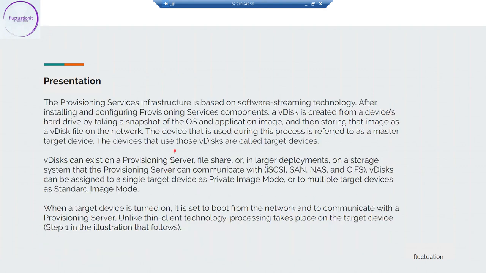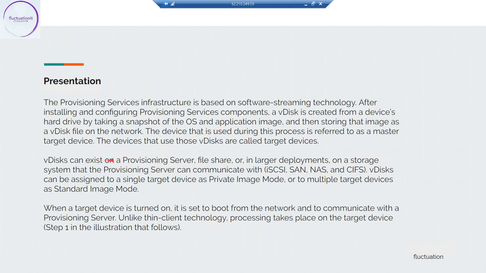PVS is based on a software streaming technology. After this I will do a drawing about that. After installing and configuring PVS, a vDisk is created from a device's hard drive by taking a snapshot of the OS and application image and then storing that image as a vDisk on the network. So not on the network itself, on a SAN or NAS, of course. The device used during this process is referred to as the master target device, and the devices that use those vDisks are called target devices.